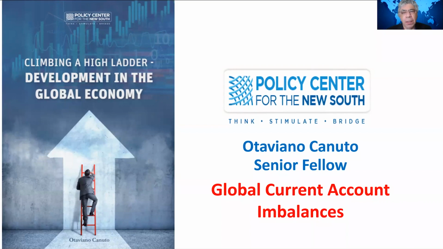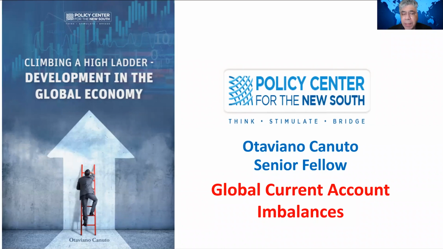This is the seventh of a series of short videos dealing with subjects covered in my recent book, Climbing the High Ladder: Development in the Global Economy. Today, we approach the evolution of a current account imbalance in the global economy, and the consequent accumulation of foreign assets and liabilities among major economies.